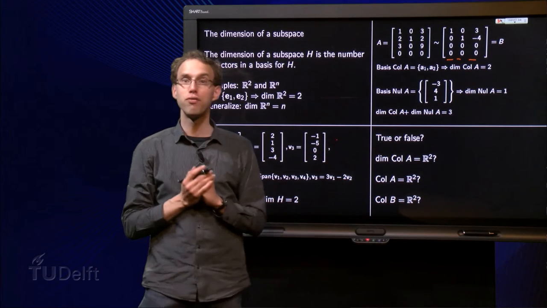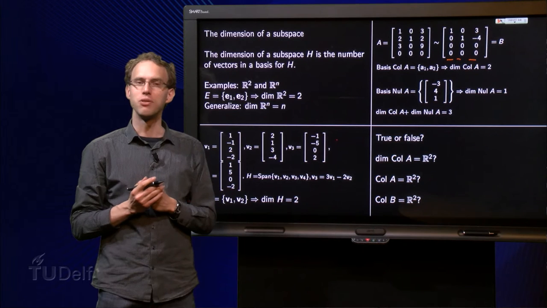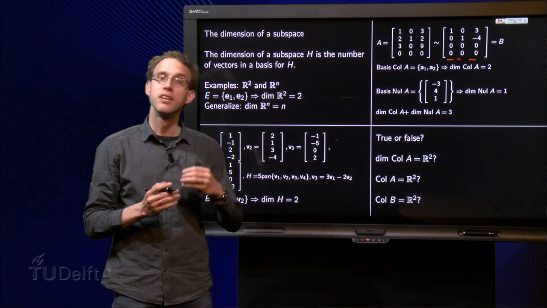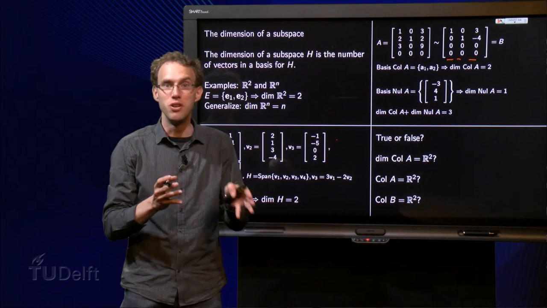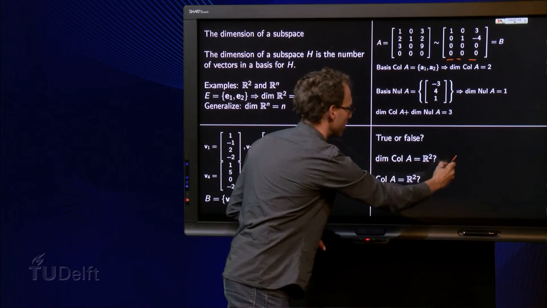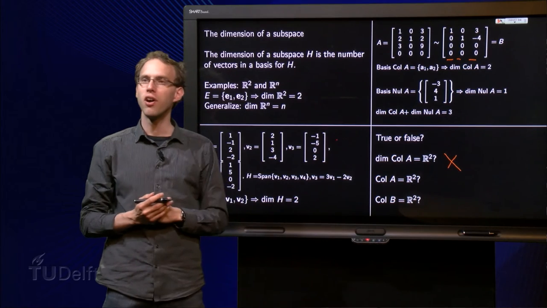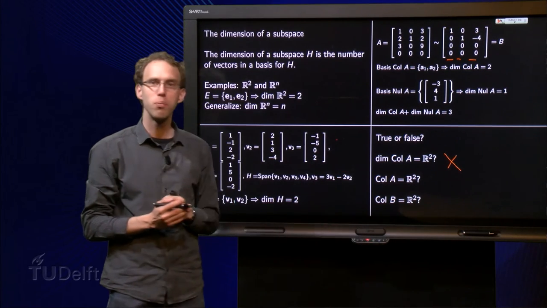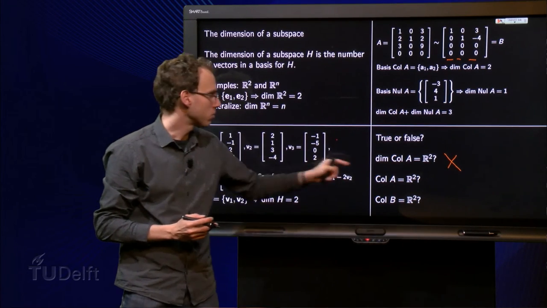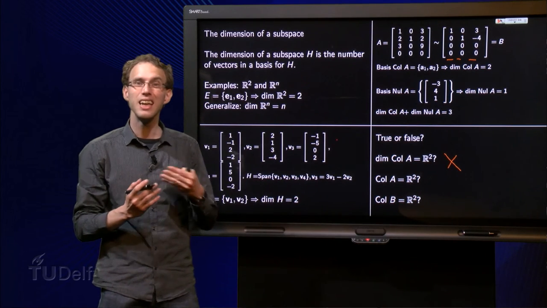Finally, true or false? I sometimes see dimension of Col A equals R2. Well, that's dreadful. The dimension of a subspace is always a number, so it can never be R2, which is a set. So this one is certainly false. What about the other two, Col A and Col B? Well, the dimension of Col A equals 2. But is Col A equal to R2? Or maybe is Col B equal to R2?